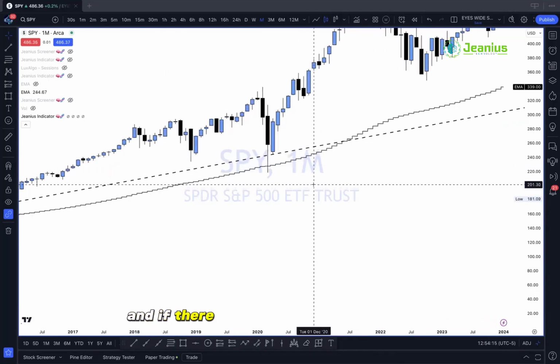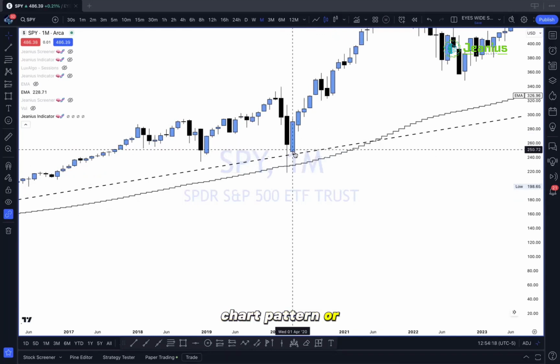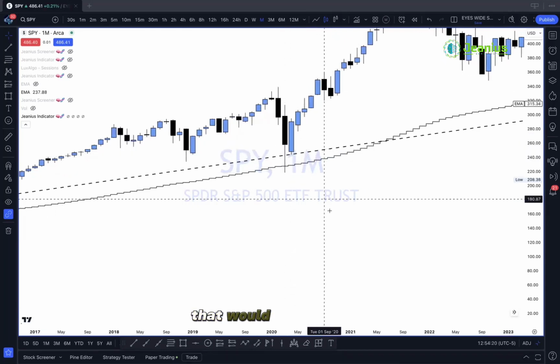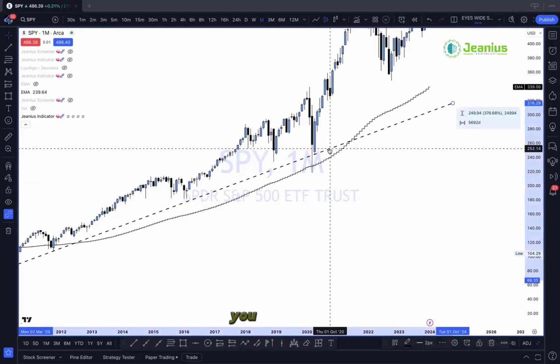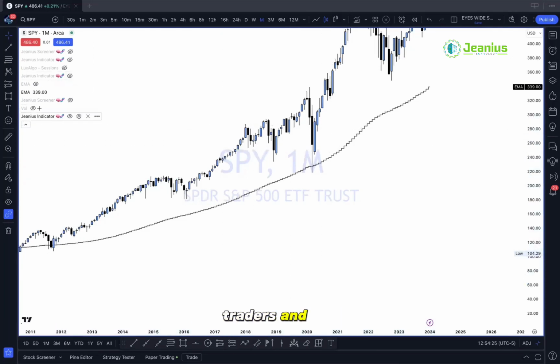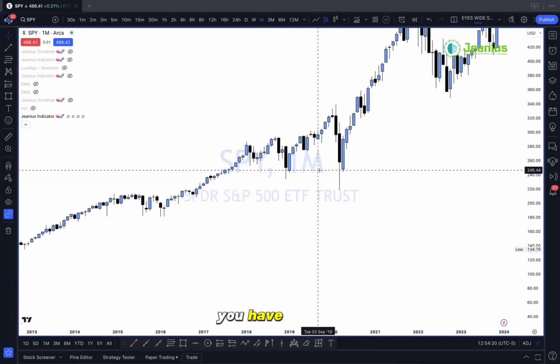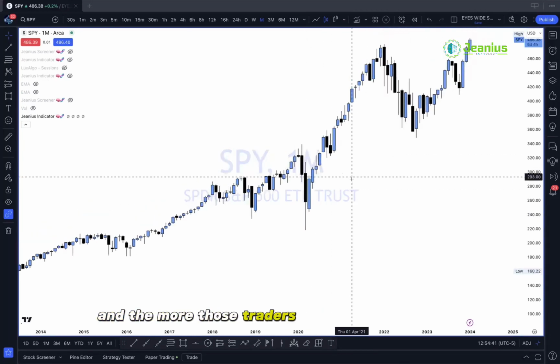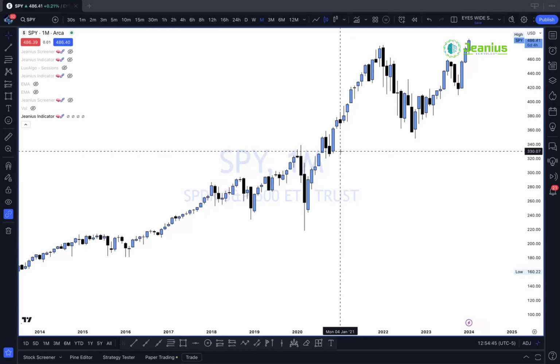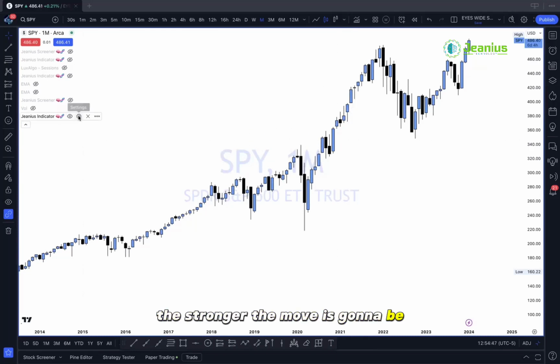And if there was some type of chart pattern or candle pattern, that would also add as a confluence, because you know you have chart pattern traders and candlestick pattern traders, you have breakout traders, you have support breaking retest traders, you have demand breaking retest traders, resistance breaking retest traders. You have all these different traders, and the more those traders meet at specific areas, the stronger the move is going to be, depending on all those traders being leveraged in the same direction.